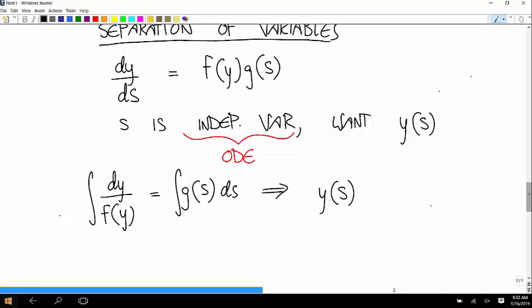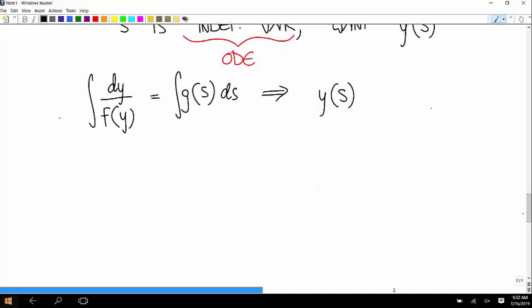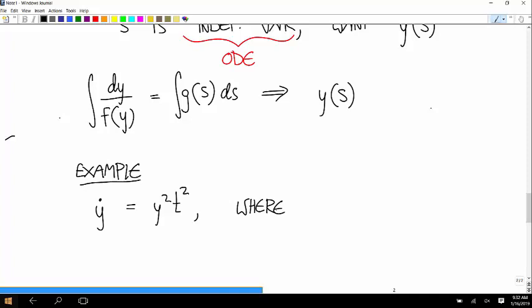Okay, let's do a couple concrete examples. So first, let's say y dot is equal to y squared times t squared, where y of 0 is equal to 10.